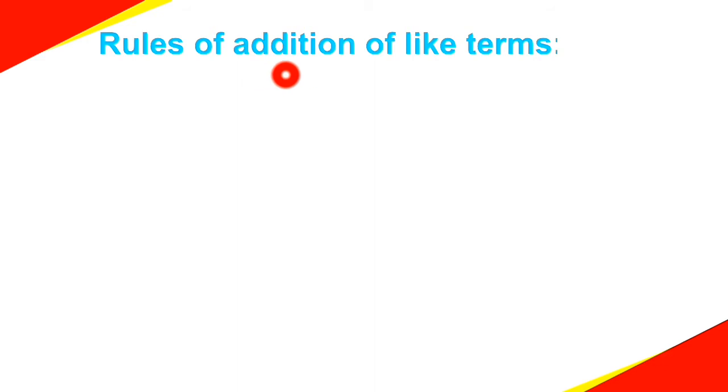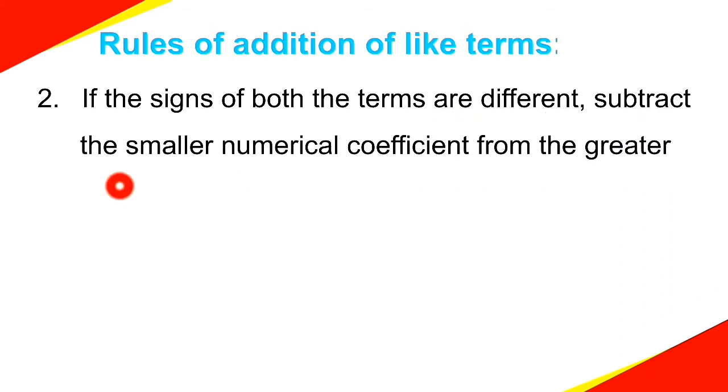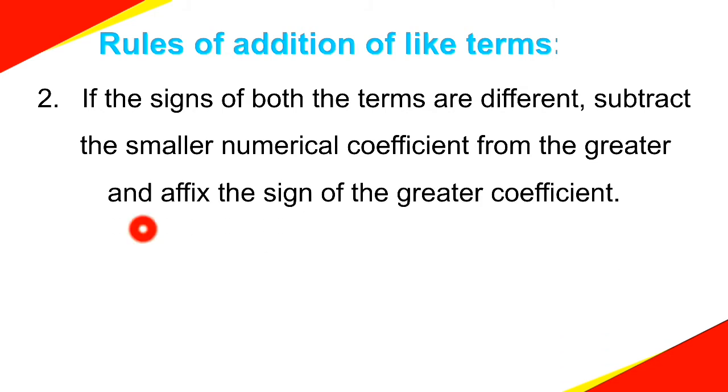Rules of adding of like terms. If the sign of both the terms are different, subtract the smaller numerical coefficient from the greatest and affix the sign of the greatest coefficient. Right? Now we are going to see some examples regarding this.